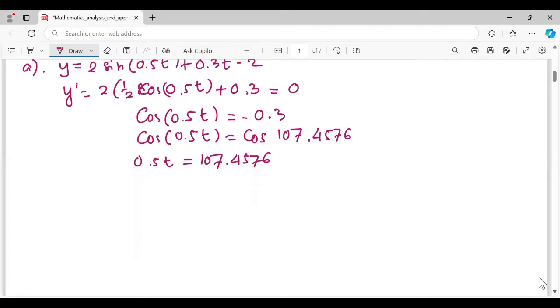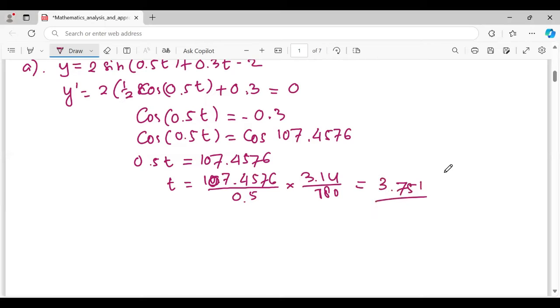I need more space. Next. So now we're going to find 107.4576 over 0.5, times, because we are to convert, over 180. And we found the result 3.751.